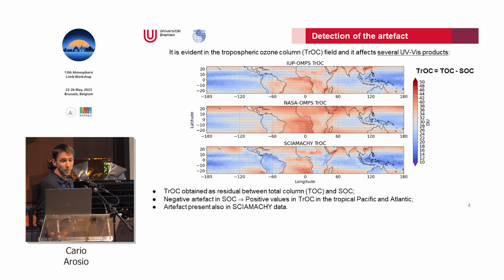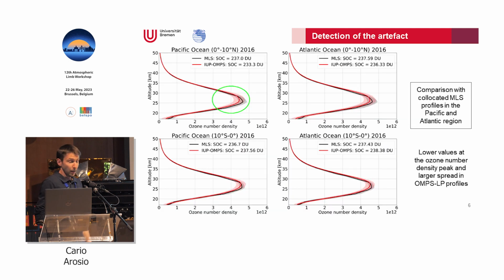On top it's IUP OMPS, and in the middle NASA OMPS, and it's also visible in the SCIAMACHY tropospheric ozone column dataset. And this is relevant because, while we are talking about a few Dobson units, it's kind of 10-20% of the typical tropospheric ozone column value.